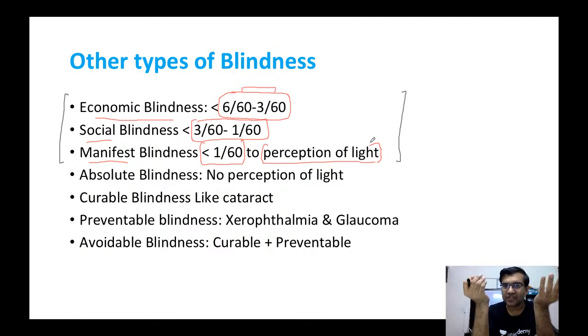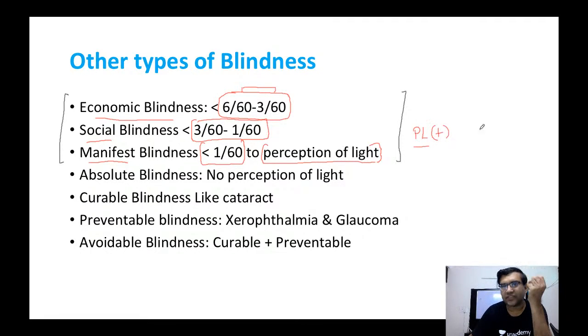If he can perceive the light, this is basically called a perception of light. Then you tell the patient to see right, left, above and down. This basically tells you about the projection of rays. So whenever the patient is having a very low vision, we write it like this: PL positive.